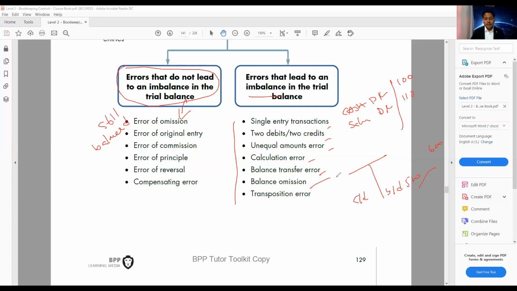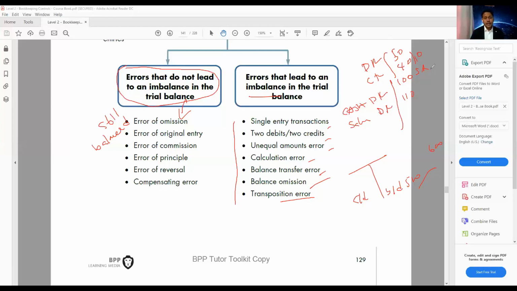Balance omission. For example, you have ten ledger accounts, one for cash, one for bank, one for sale, one for purchase, and you forget one. If you forget any of the ledger account balances, the trial balance will not be balanced. Then transposition error. Transposition error is when you make a mistake when you move the entry. For example, on the debit side you write something, and on the credit side you write something else. Let's say you write 50 here, and here you write 40, and the difference comes to 10. So this 10 will be created as a suspense account. Because of this, your trial balance will not be balanced.